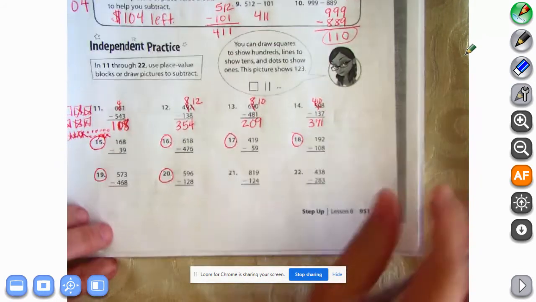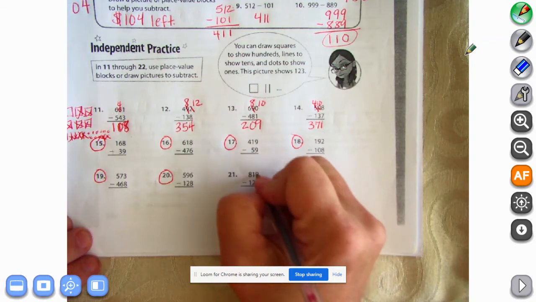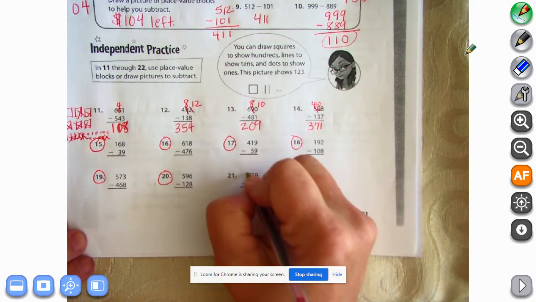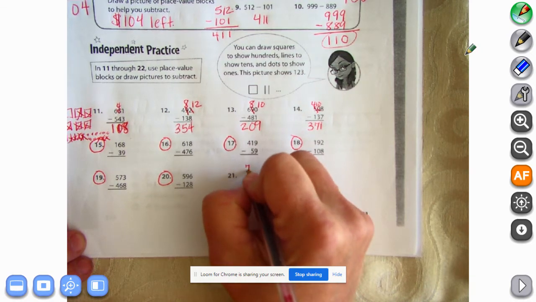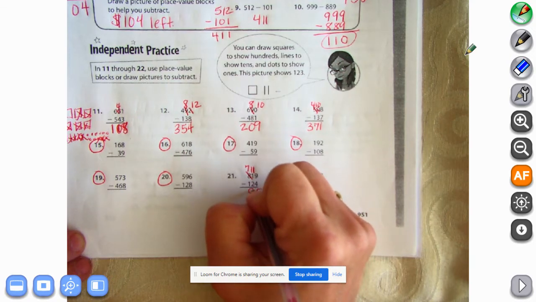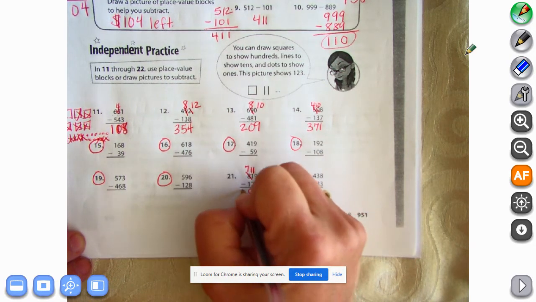Okay, so 819 minus 124. 9 minus 4 is 5. 1 minus 2 I can't do, so I'm going to take one of these hundreds and break it up. And now I have 11 minus 2 is 9, and 7 minus 1 is 6.